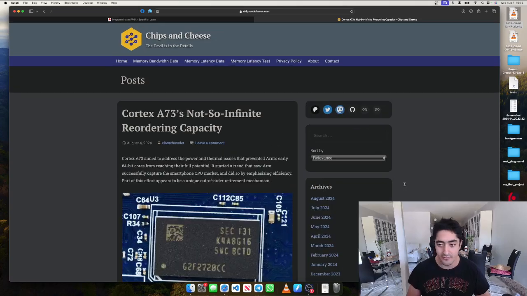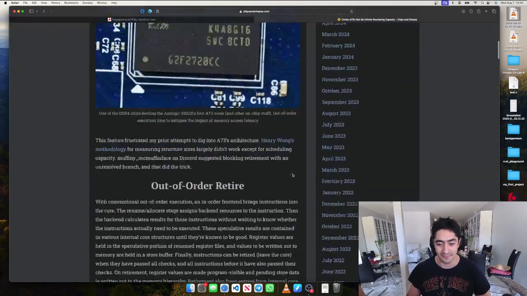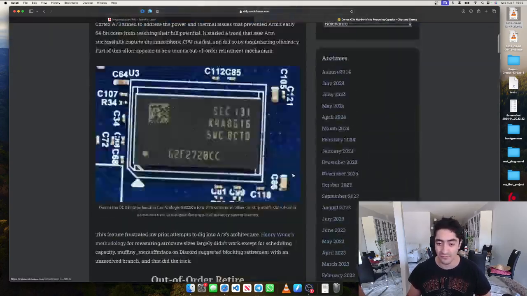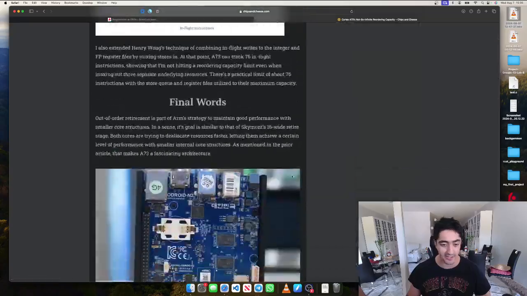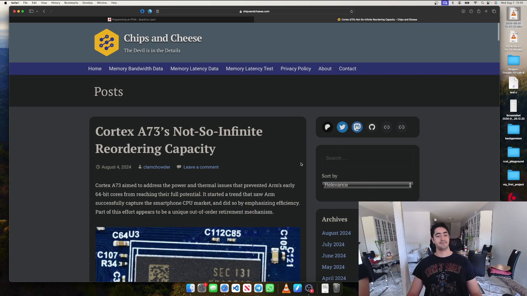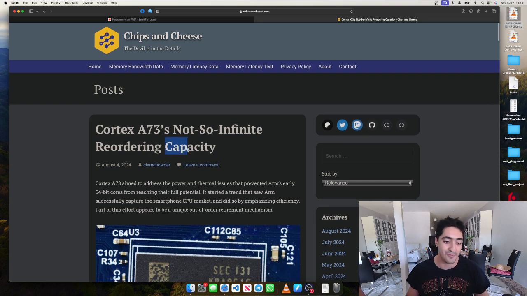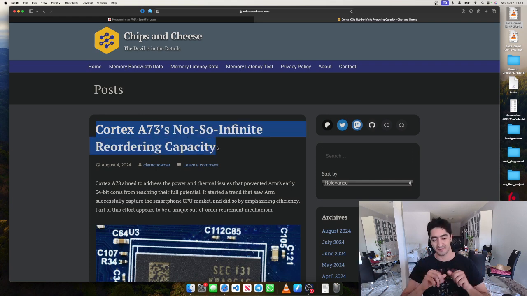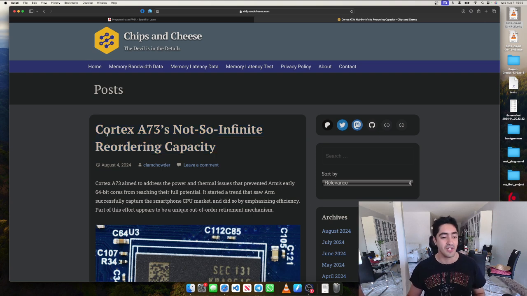It probably takes 1 hour of being stupid, but after that we get enlightened. Alright, so I only understand this part from the title of this article: capacity. Anyways, Cortex A73's not so infinite reordering capacity.